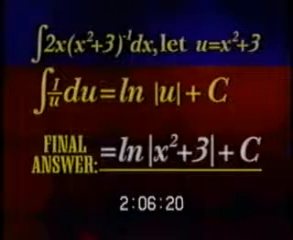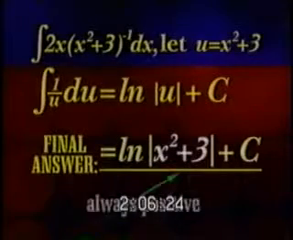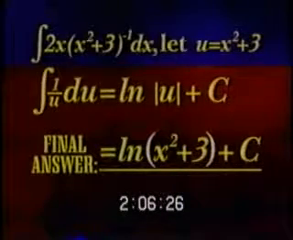So our final answer becomes the natural log of the absolute value of x squared plus 3. Since x squared plus 3 is always positive, we can drop the absolute value here. And that's your answer. That's it for substitution and change of variables.